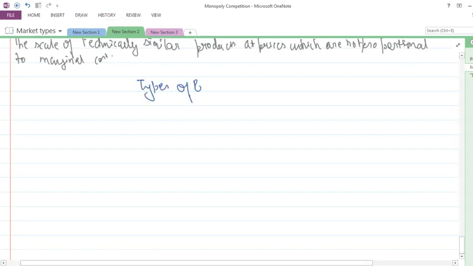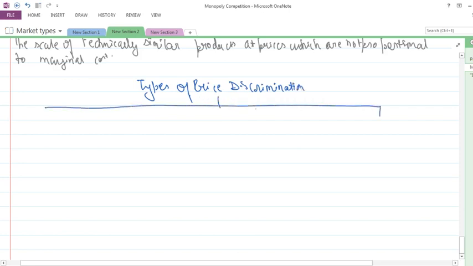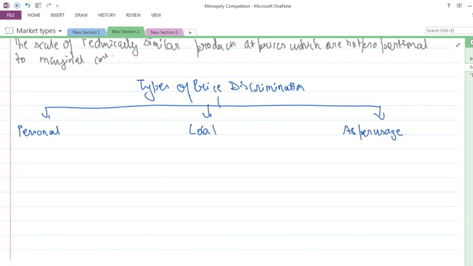Types of price discrimination. The first type of price discrimination is personal price discrimination. Then there is local price discrimination. Then there is price discrimination as per usage. So these are the three different types of price discrimination.